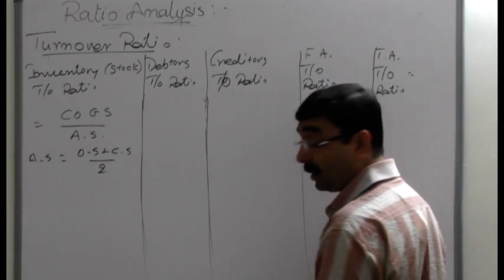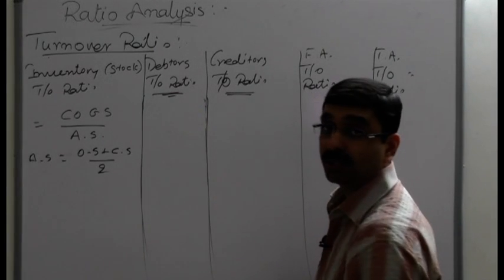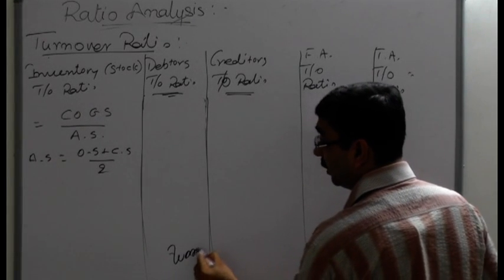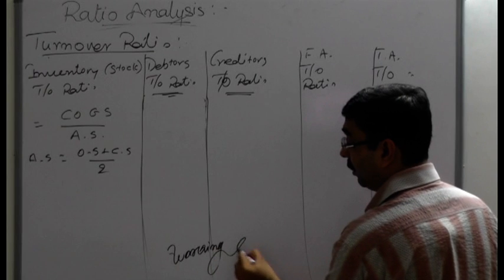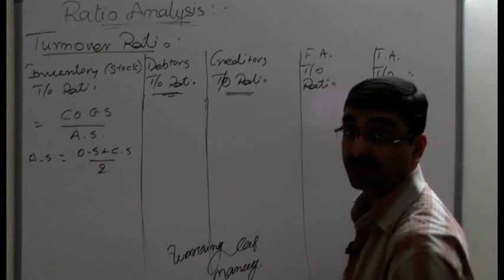Next is the debtors turnover ratio. Instead of one, I'll take both. Debtors turnover ratio and creditors turnover ratio are both related to working capital management. So it would be helpful to see how working capital management can be improved more and more.